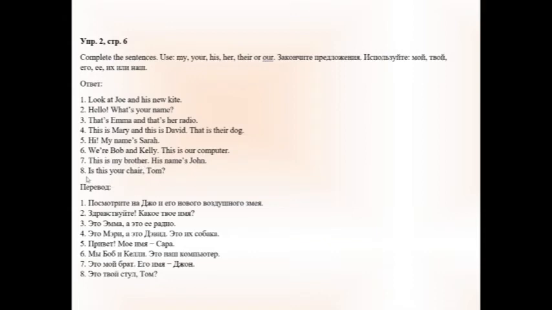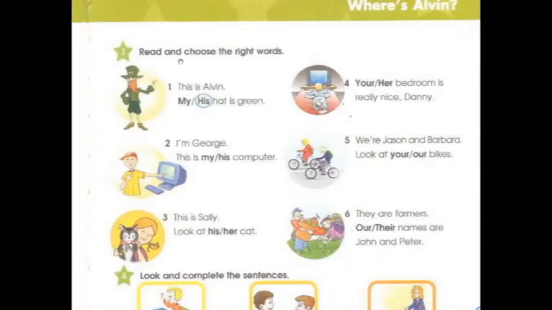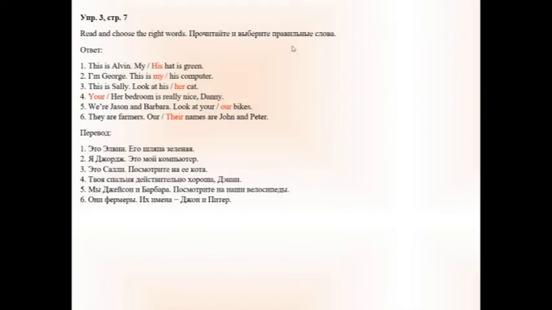This is Sally. Look at your cat. Your bedroom is really nice, Danny. Where are Jason and Barbara? Look at our bikes. They are farmers. Their names are John and Peter.